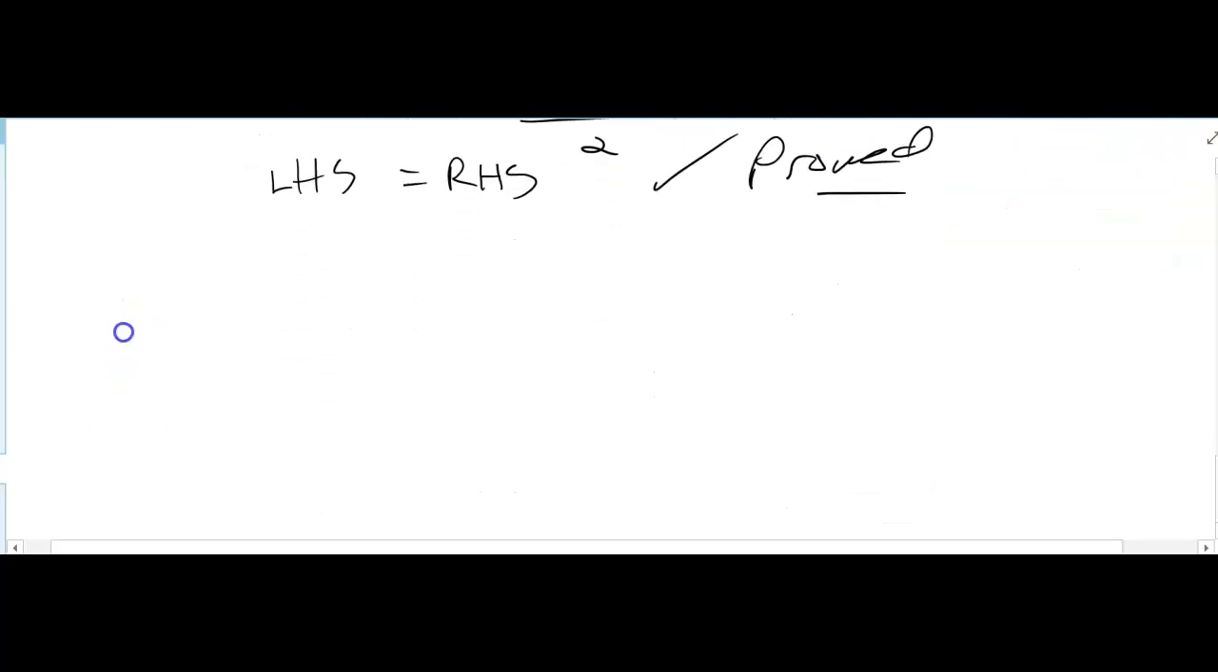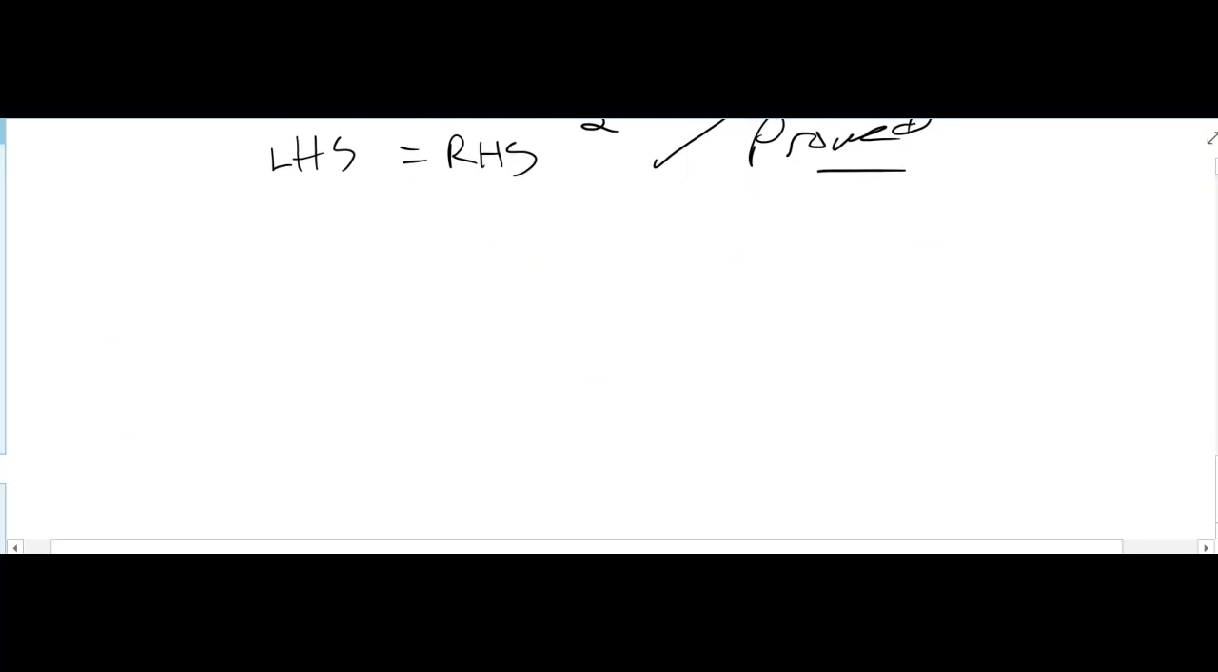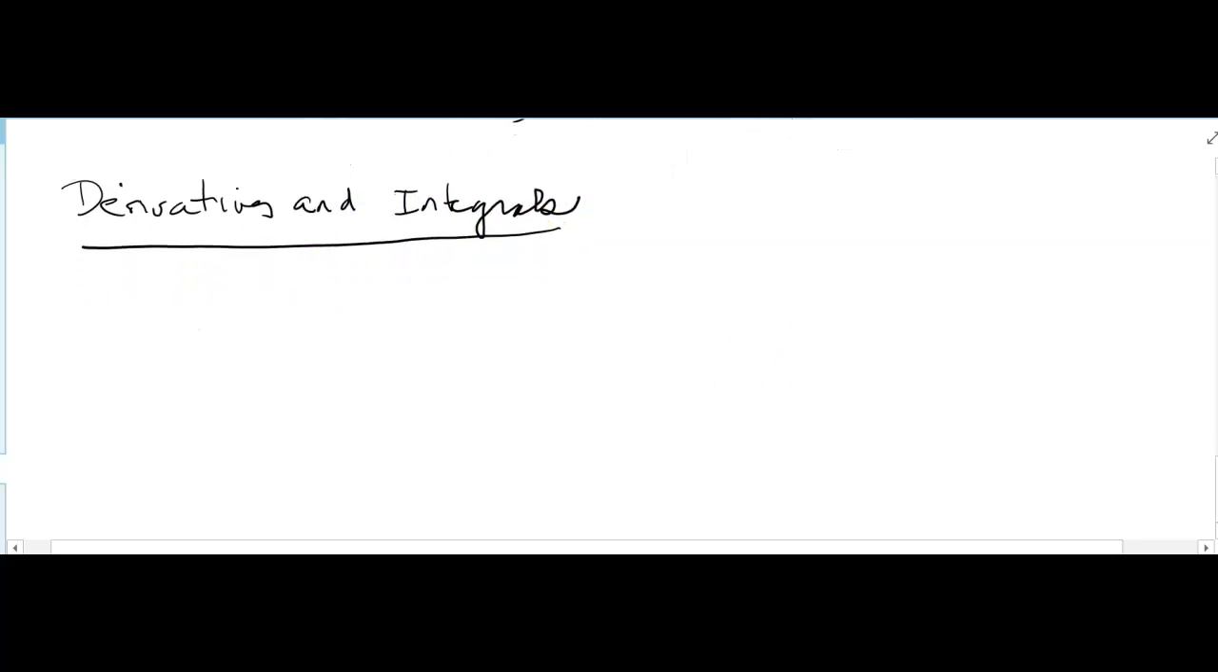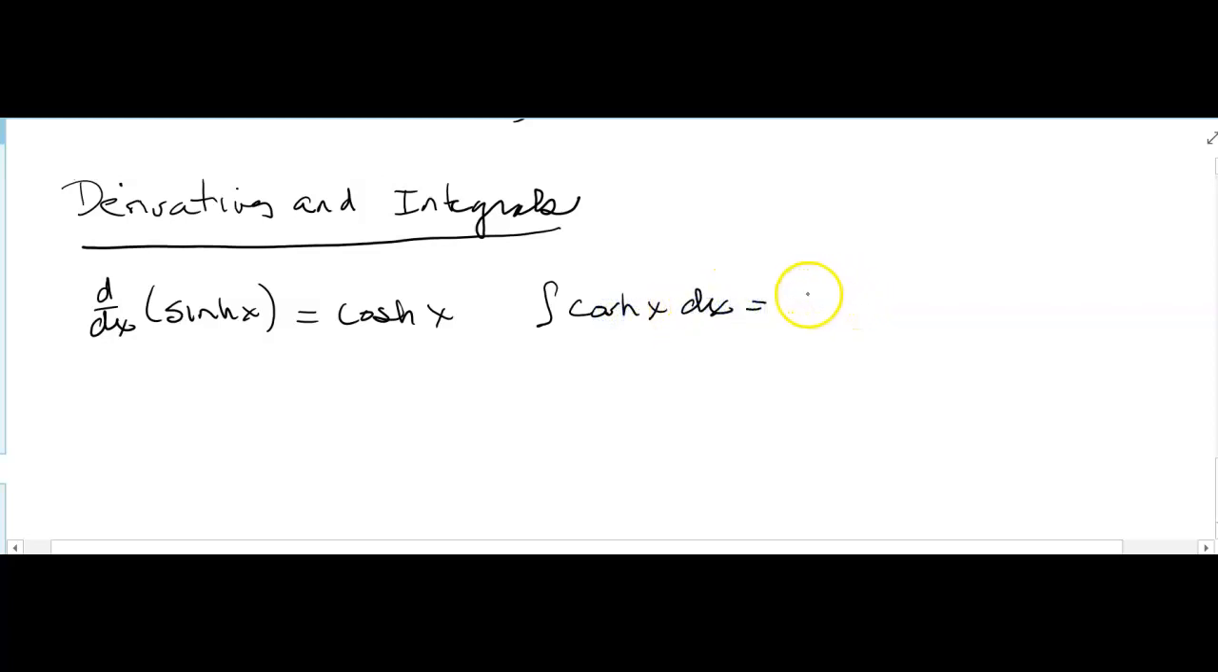Now, but we're in calculus. We're beyond just looking at proving identities. We need our calculus of our hyperbolic functions. We need our derivatives and integrals. Again, these are all listed, and follow a lot of the same pattern of the trig functions. So this is cosh. Derivative of sinh is cosh. And the integral of cosh x dx equals sinh x, of course, plus your constant.